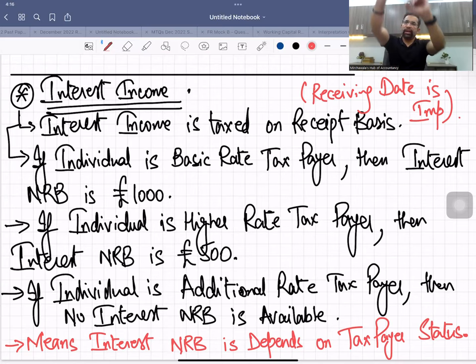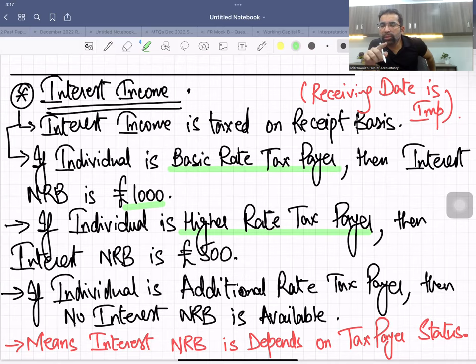See the first line. If the individual is a basic rate taxpayer, I'll tell you what that means, then interest NRB is 1000. If the individual is a higher rate taxpayer, the guy who is paying tax at 40%, then interest NRB is £500. If the individual is an additional rate taxpayer, additional rate is 45%, then no interest NRB is available. That means you are very rich. You don't need any such things, right?